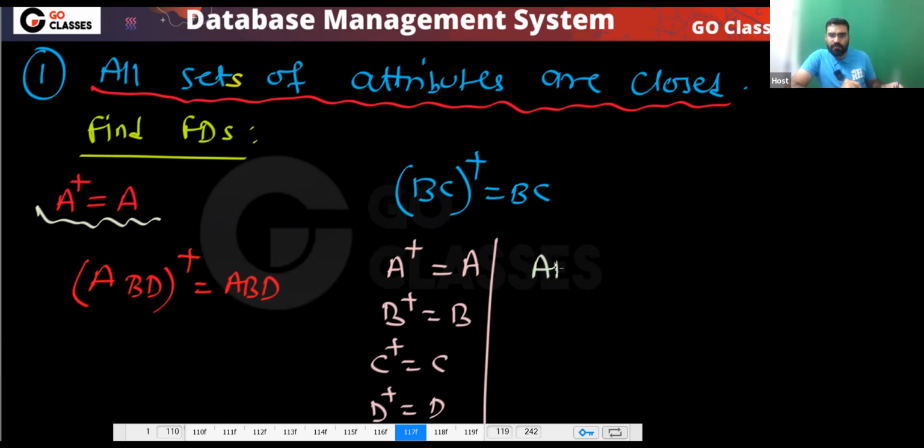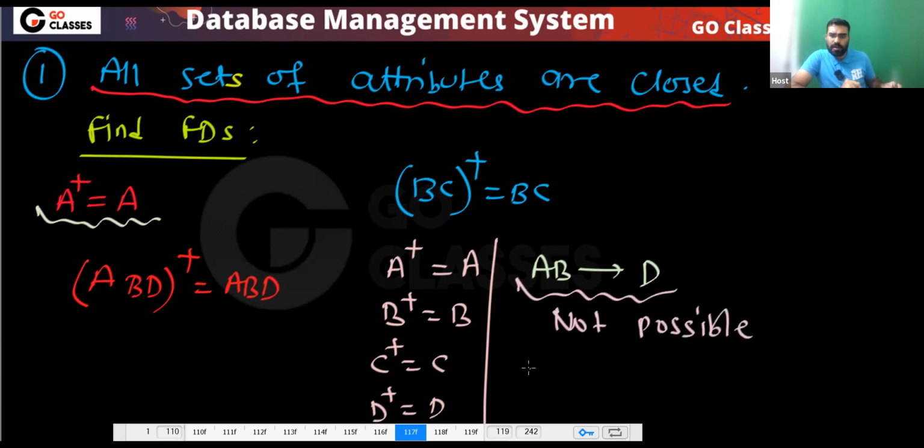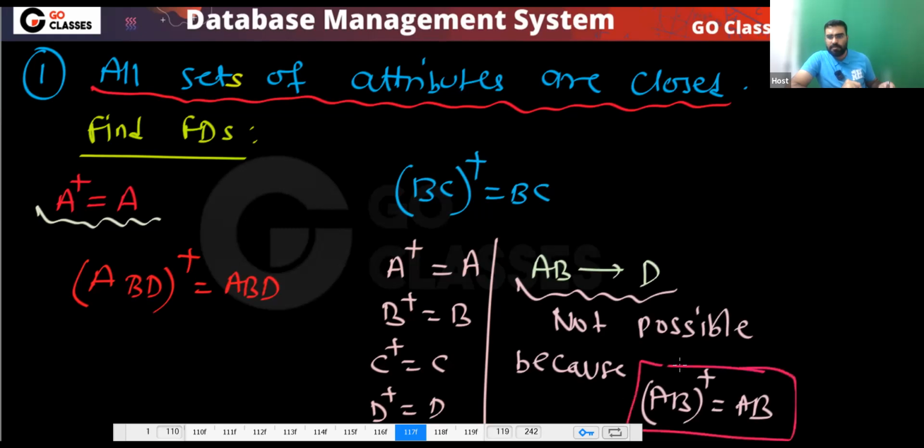You can notice you cannot have this FD. Why is this FD not possible? Because AB closure is equal to AB. AB closure must be equal to AB, right? Yes or no? So you can notice no non-trivial FD is possible.